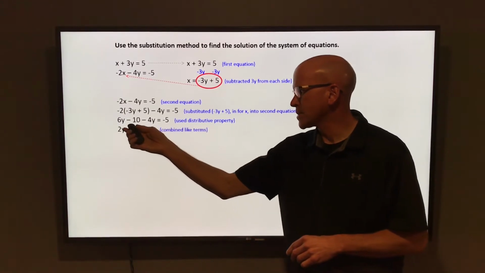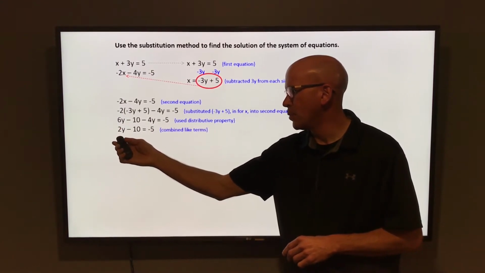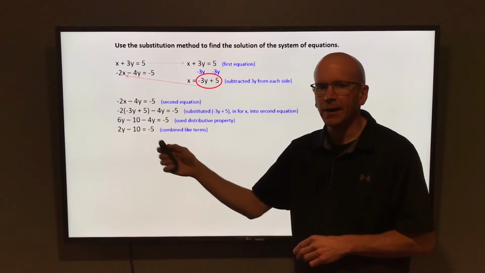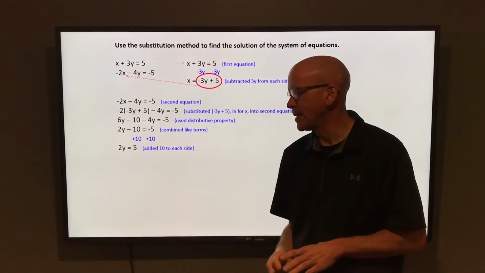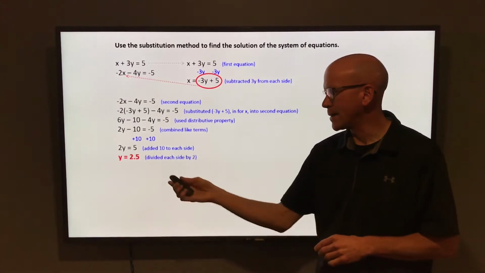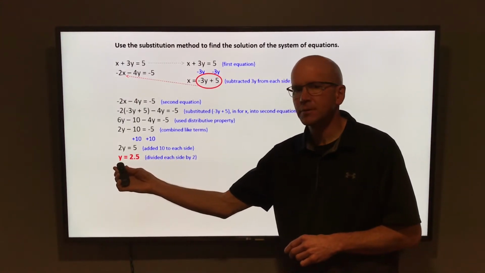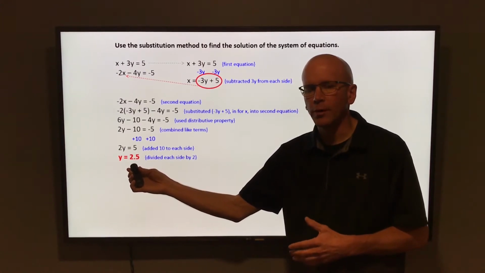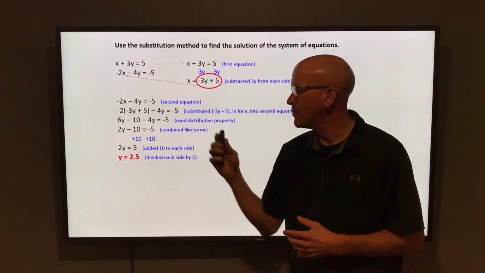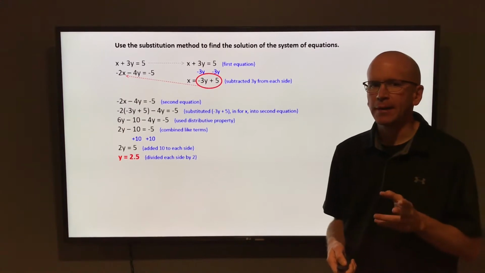Combine the like terms, 6y and negative 4y, that makes 2y minus 10 equals negative 5. Add 10 to both sides, get 2y equals 5, and then divide each side by 2. Y equals 5 halves, or in other words, 2.5. So that 2.5 is the y coordinate of the point of intersection of these two lines. You still need to find x.